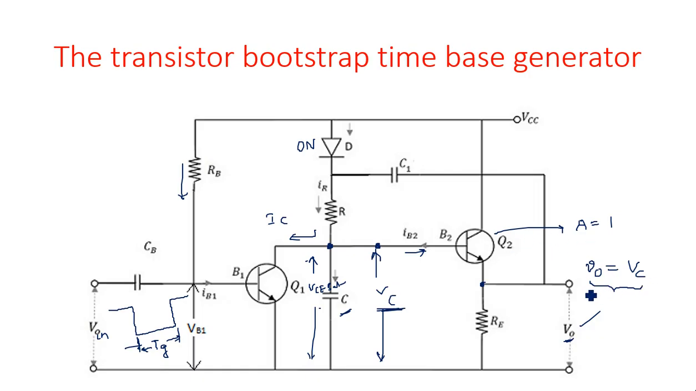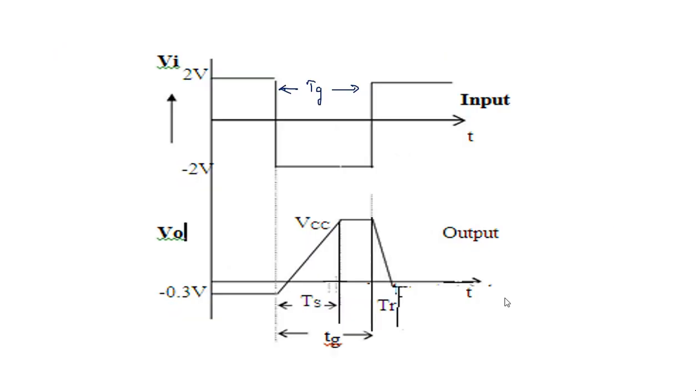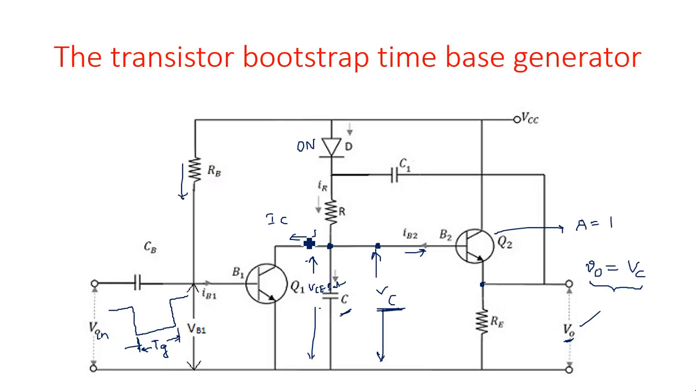So V0 is equal to VC. Whatever changes we can see across the capacitor, we also observe at the output across this resistance RE. That's why this is the output voltage V0, and we can also say it is nothing but the voltage across the capacitor, VC. Until we apply the gating pulse, the capacitor is in no way charging. When we apply a negative gating pulse, the capacitor starts charging.